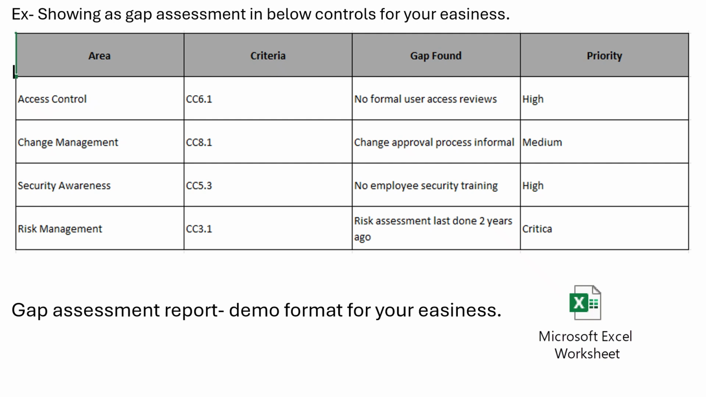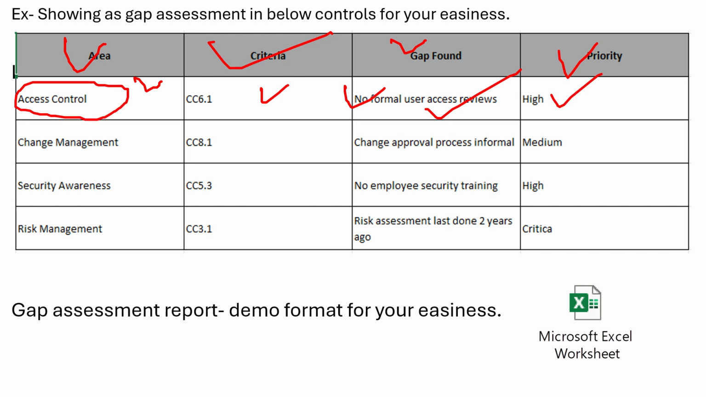I just made a demo for your ease, a kind of gap assessment report with the area, criteria, gap found yes or no, and what the priority is. For example, access control comes under CC 6.1, where the gap found is no formal user access reviews. Since this is access control, which comes under high severity, that's why the priority is high. Change management comes under CC 8.1. The gap found is that the change approval process is informal. This is a moderate one, that's why the priority is set as medium.